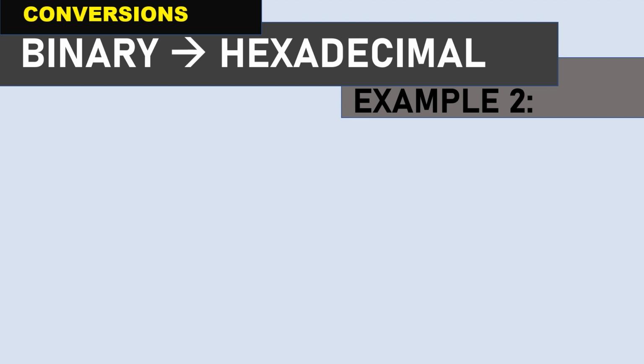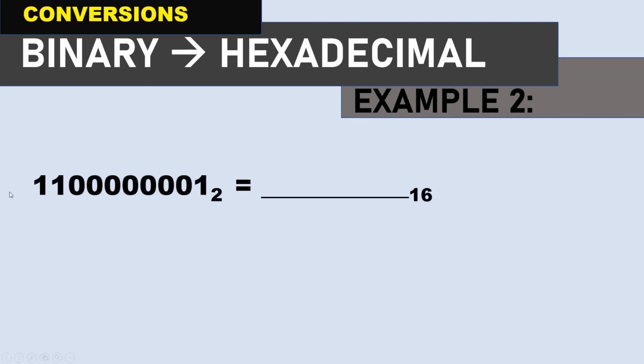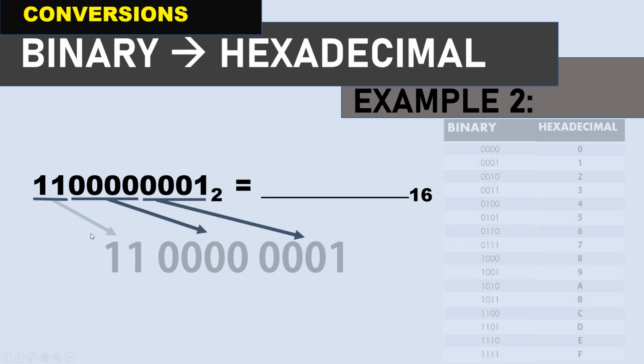Let's have another example for binary and hexadecimal conversion. We have here 1 1 0 0 0 0 0 0 0 0 1, and the given digits have a base of 2, which is binary, and are to be converted to a base of 16, which is hexadecimal. Again, let's group it by 4, starting from the rightmost digit going to the left until you have only the remaining digits.